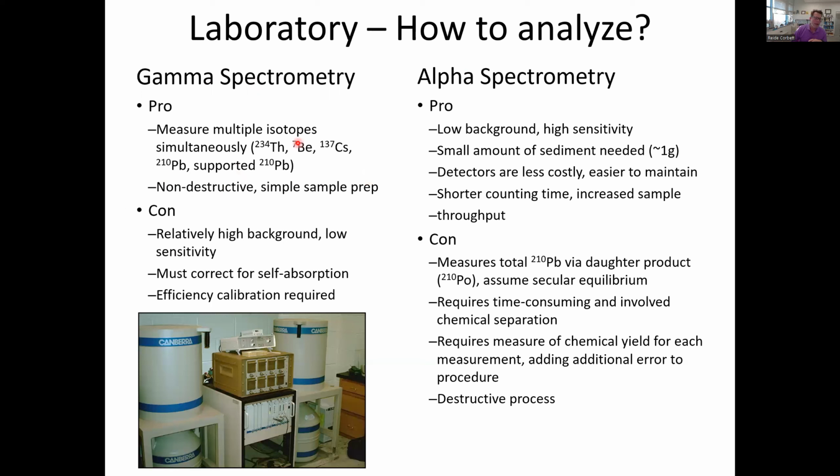However, when thinking about gamma spectrometry, there are some cons, right? There's some negative to it. It's fairly low sensitivity.